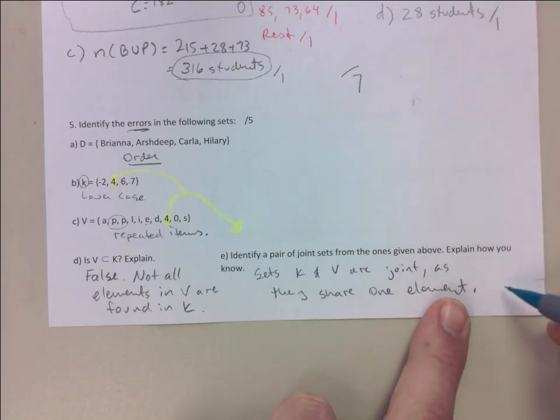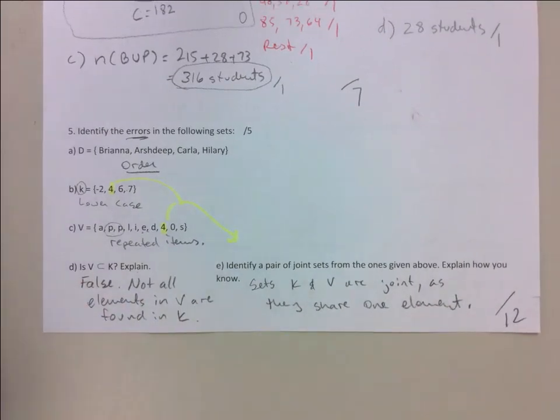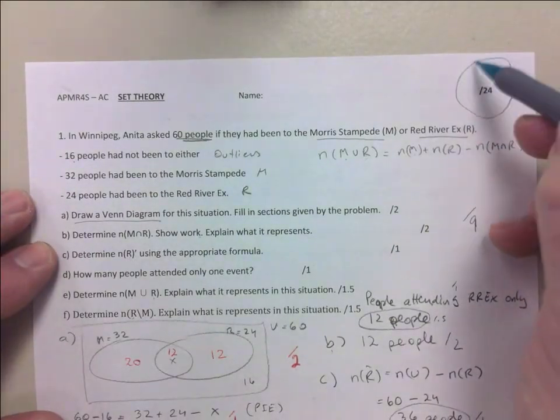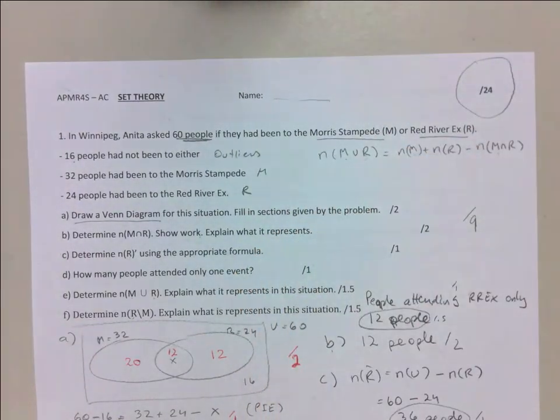So 7 and 5 would give us 12 for this for the back page. And where were we at in the front? Let me see, 12 and 12, that's 24. So top mark is out of 24. Name and last name. I will collect it.